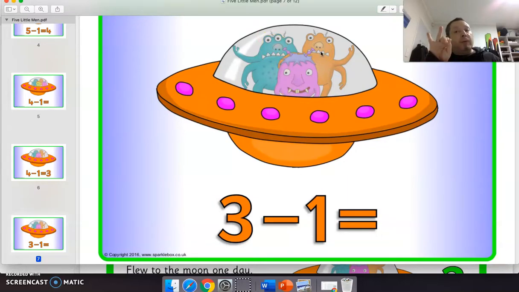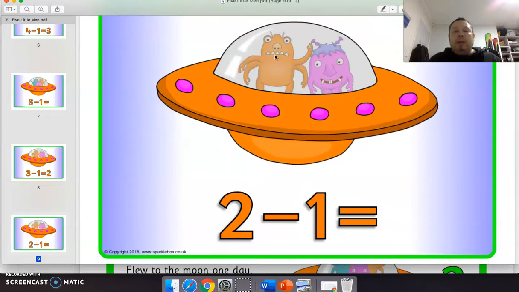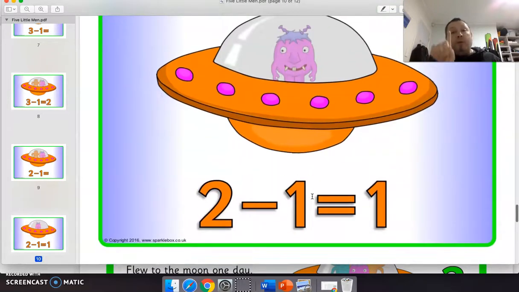And we took away 1 little man in a flying saucer. And that now leaves us with 2 little men in a flying saucer. 1, 2. There you go. We've got 1, 2 men in a flying saucer. We took away 1 of those men, so 2 take away 1 equals 1 little man in a flying saucer.